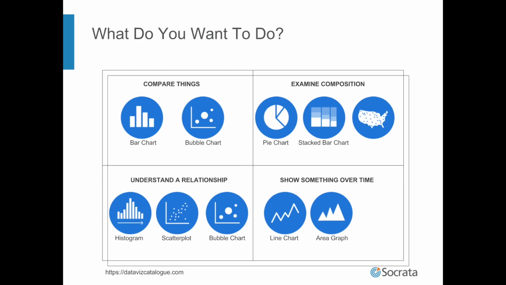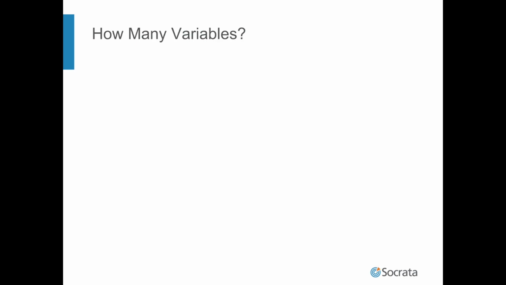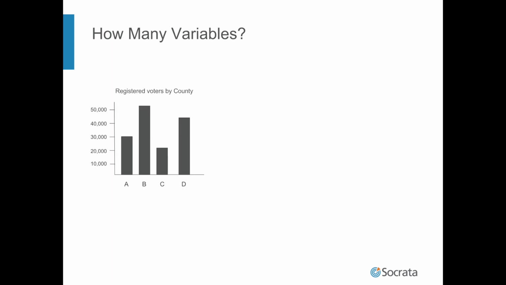Before we dive into the specifics of each of these types of visualizations, there's one more question you need to answer. The other important aspect of your data is how many things you've measured. You may often hear this referred to as the dimensionality of your data, or how many variables you have. Let's look at some hypothetical box plots as an example. This first one shows the number of registered voters by county. That's 2 variables.